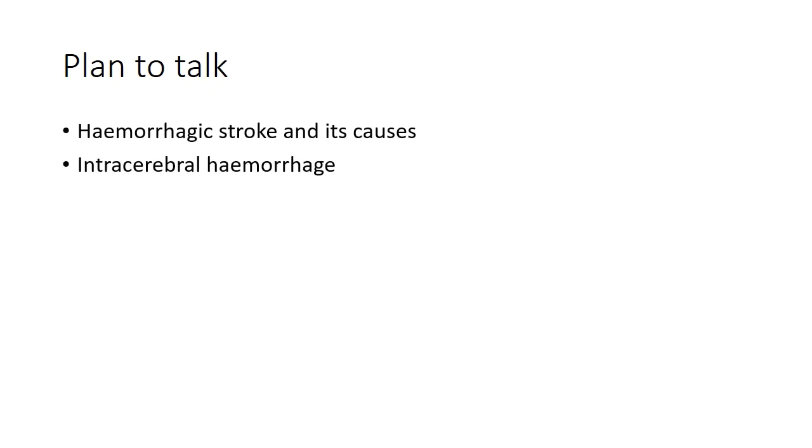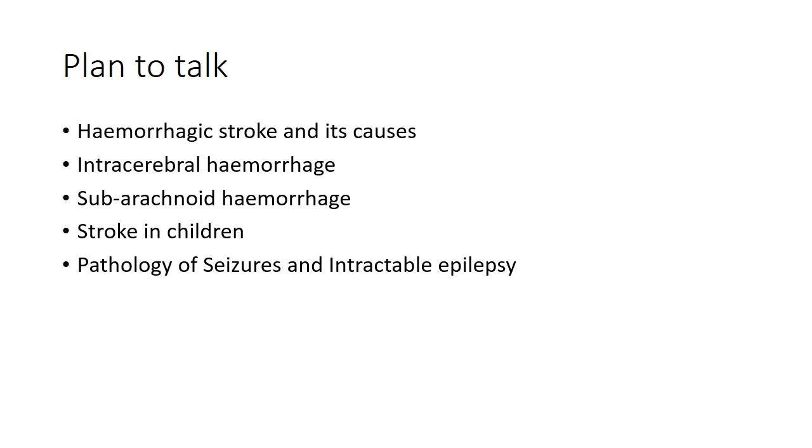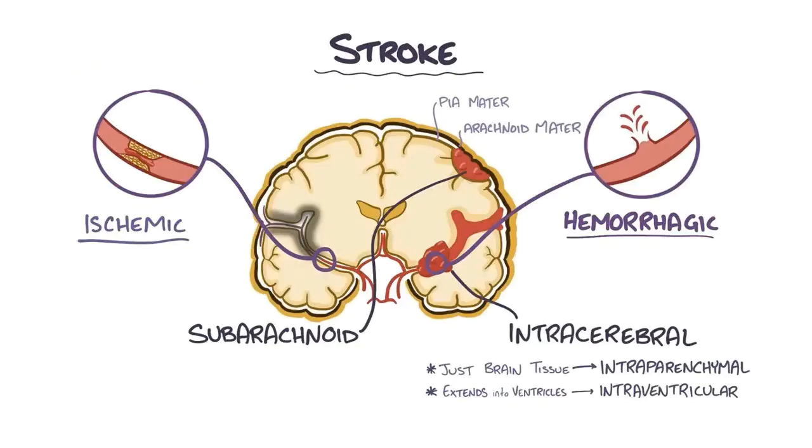So what do we plan to discuss today? We plan to discuss hemorrhagic stroke and its causes, particularly the intracerebral hemorrhage and the subarachnoid hemorrhage, strokes and seizures in children, pathology of seizures and intractable epilepsy or drug-resistant epilepsy, and focal cortical dysplasias. So let's start. What is stroke?